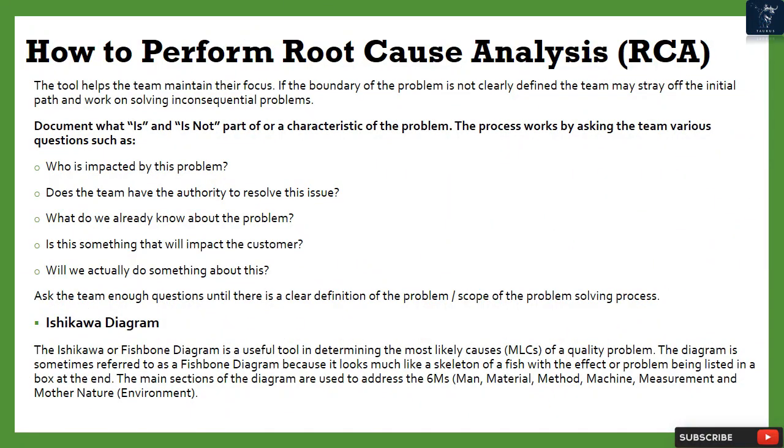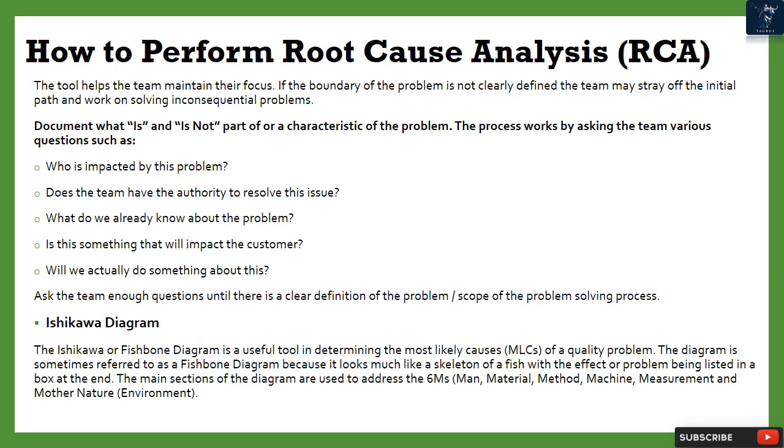The tool helps the team maintain their focus. If the boundary of the problem is not clearly defined, the team may stray off the initial path and work on solving inconsequential problems. Document what is and is not part of or a characteristic of the problem.